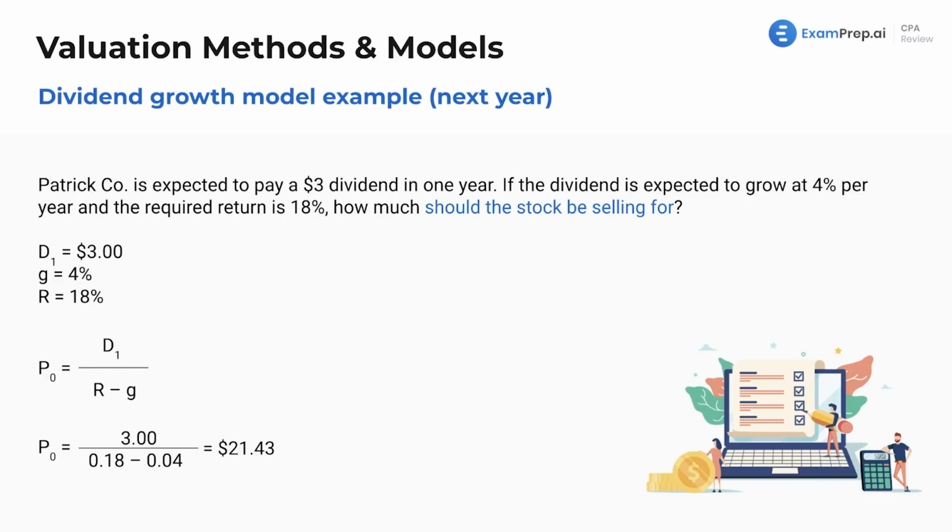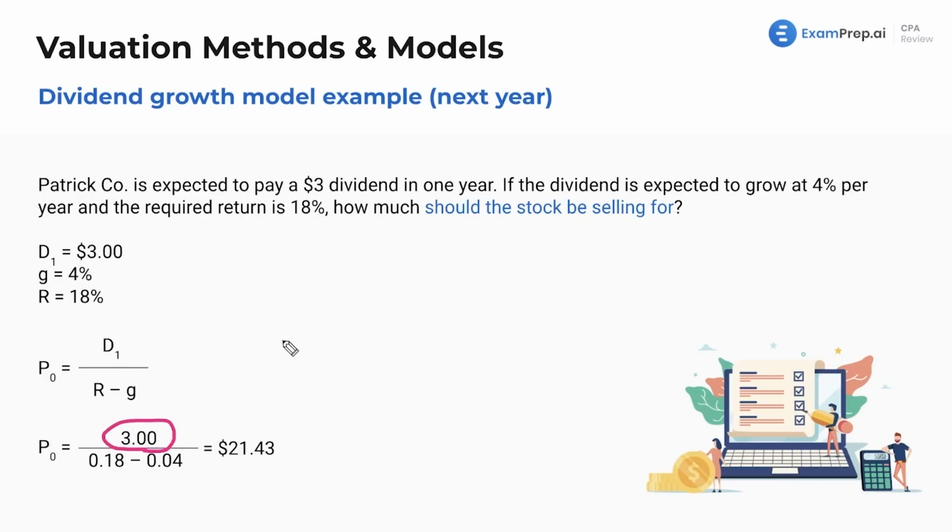All right, now what about the next year? How much should the stock be selling for? Well, this is now an example of D1, D0. The difference here is Patrick Company is expected to pay a $3 dividend in 1 year. So next year, they're expected to pay a $3 dividend. This simplifies it significantly because now we just have D1. We just plug in D1 there and we're good.